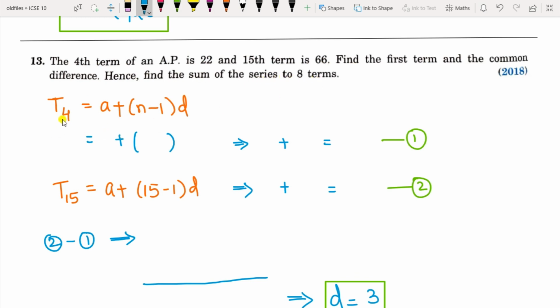Okay, so the fourth term value is given as 22 and we don't know a. Here n is 4, so n minus 1 is 3, so this will be a plus 3d equal to 22. Similarly in this case T15 is a plus (15 minus 1)d, so this will be a plus 14d, and this value is given as 66.